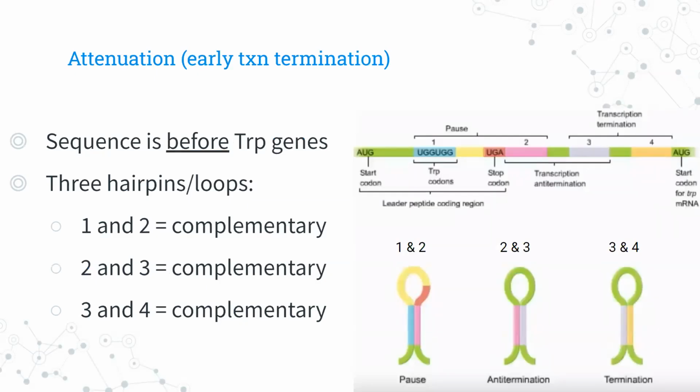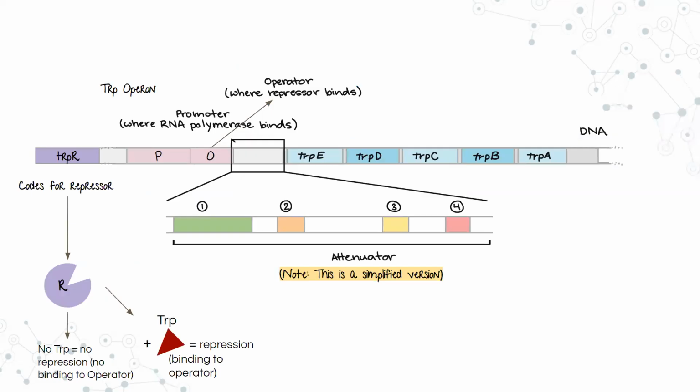So attenuation is early transcription termination. It's kind of like a police car pulling you over. I don't know if that was the best analogy, but it stops transcription before it goes on too long. As you can see on the right, I'll go back a few slides, the TRP genes are these blue ones, and this attenuator sequence is right before. So it's kind of the final stage before all the genes are transcribed.